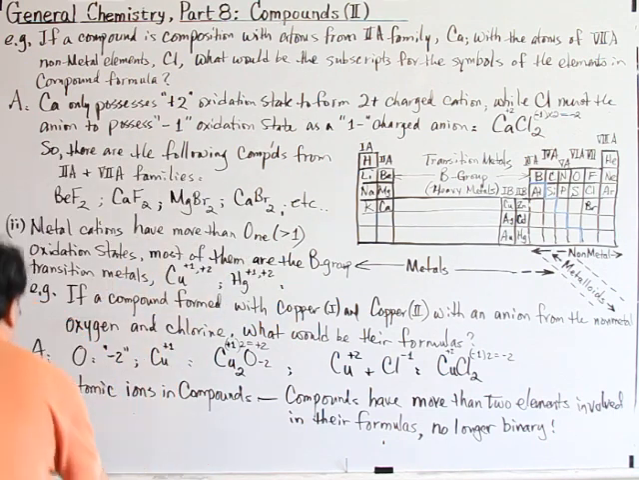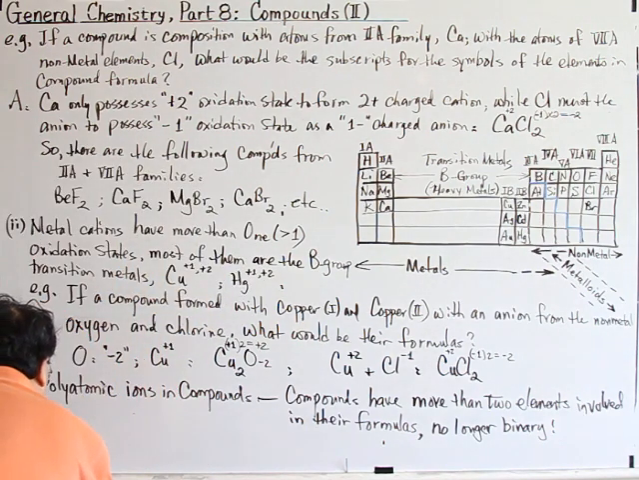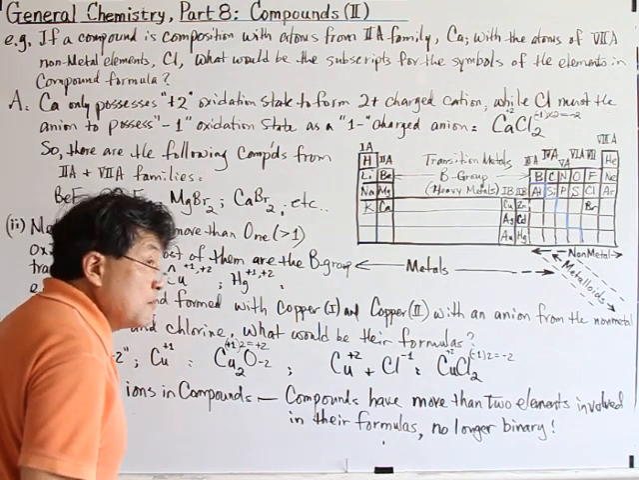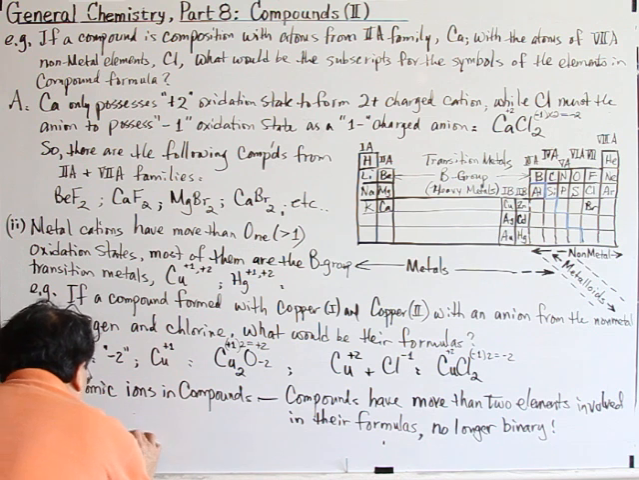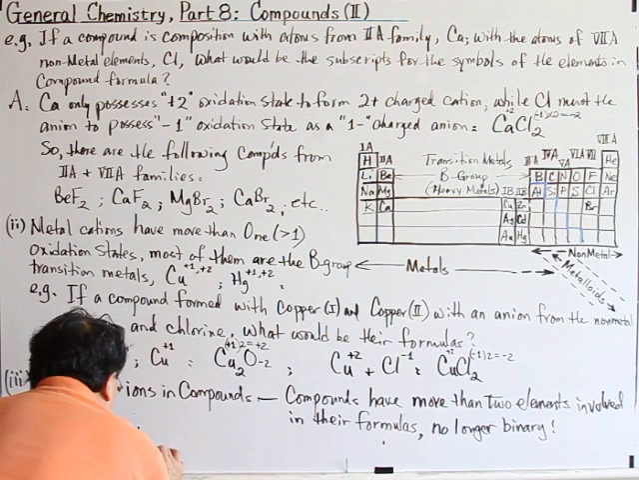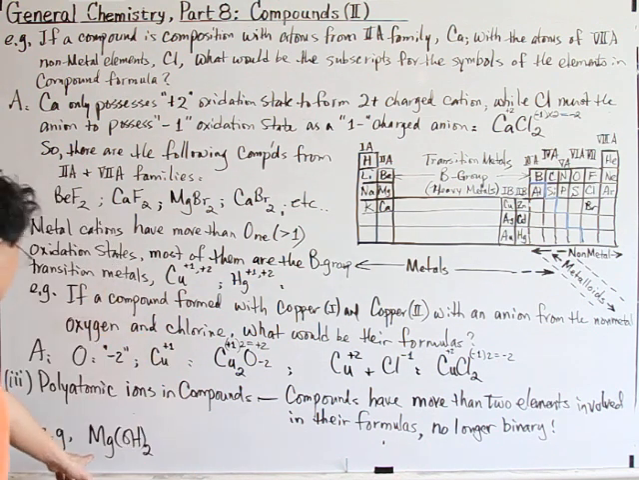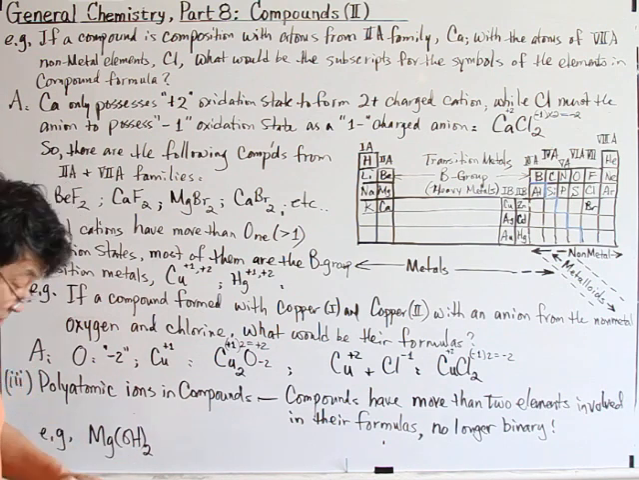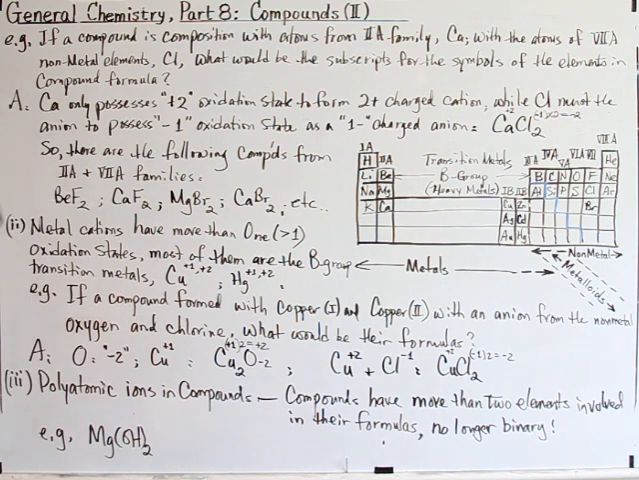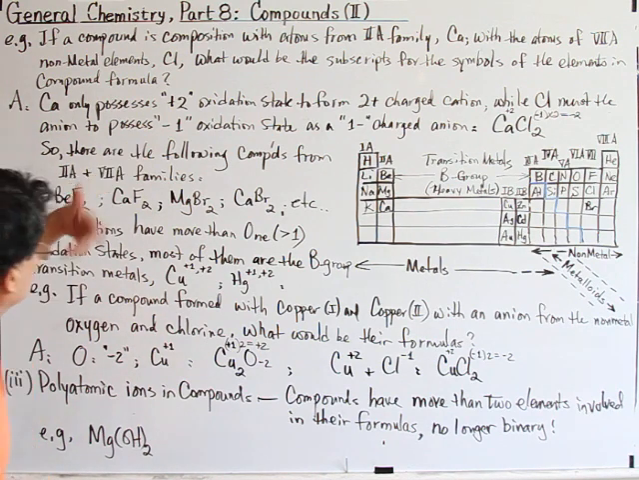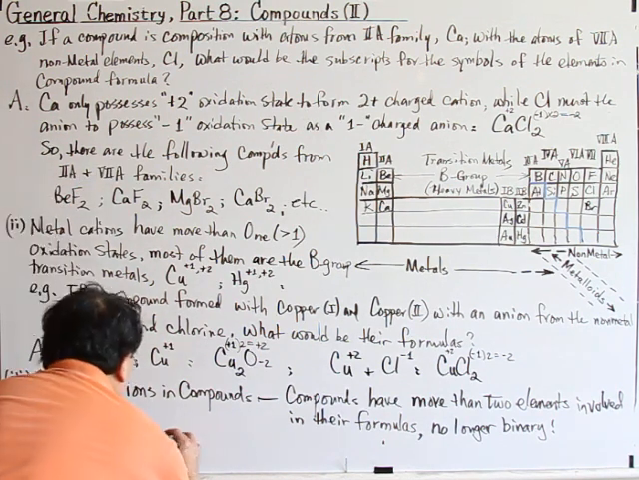So what is an example? Milk of magnesia, magnesium hydroxide. There are 3 elements: magnesium, oxygen, and hydrogen. That will be time up, and then we continue, so part 8, compound number 3.